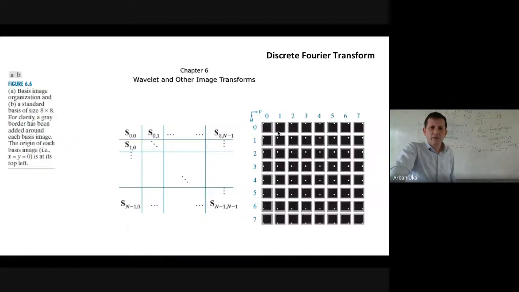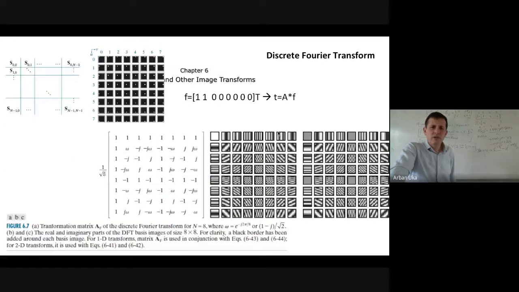Now, from the previous slide, if we take this cartoon and put it on top, we have this 8 by 8 matrix, and we can see that the normalization factor in this matrix is 1 over the square root of 8. It is 1 over square root of 8 because the first column is a column of 8 ones, so the magnitude there is the square root of 8.